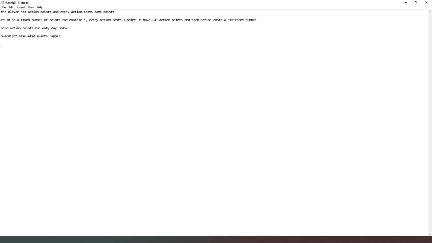So that's that. Obviously the player will have a cash amount. Some actions also cost cash. So for example, going to the store will cost you money. Buying assets will cost you money.